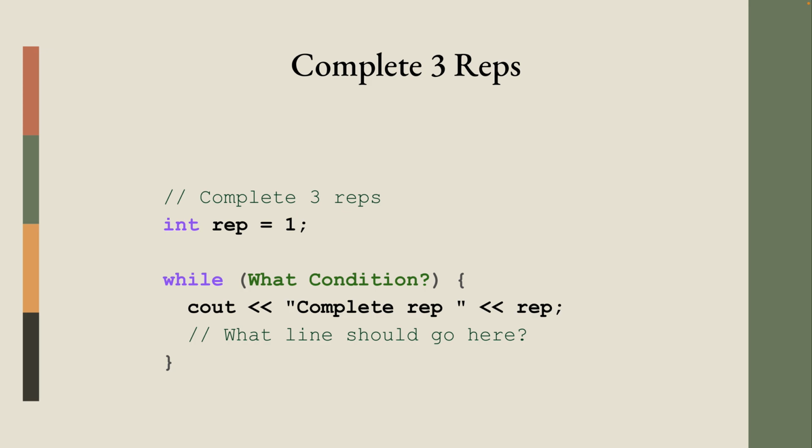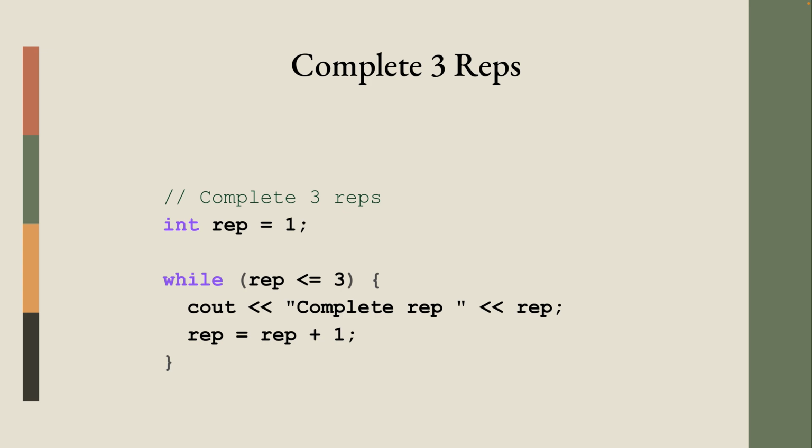Cool. I think I mostly heard it going around, but so what's the condition going to be? Yep. And then what goes at the end? Cool. So again, we just wanted to run 3 times. This is a counting problem, and we're just increasing by 1 each time. So the first time we'll print out complete rep 1, then complete rep 2, then complete rep 3, and we never print complete rep 4 because 4 is not less than or equal to 3. Everyone good with this part?